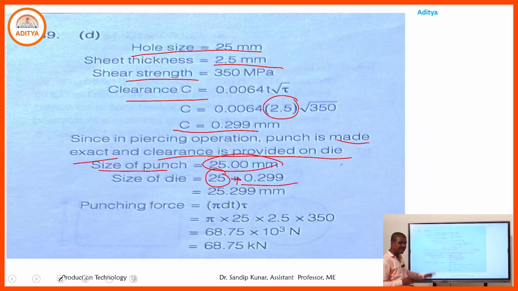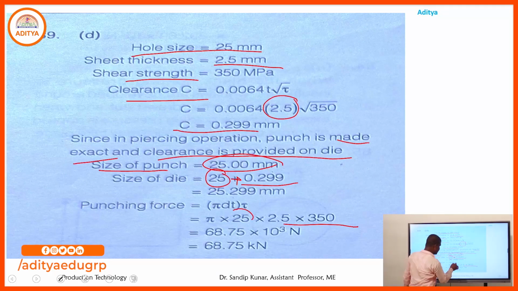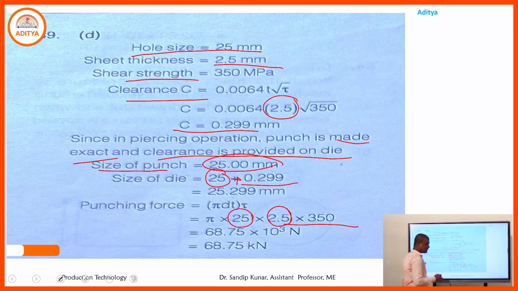And what will be the punching force? Punching force equals shear strength into area. Shear strength is already given, that is 350 megapascal, and area is pi d t, where d is also given, that is the 25 hole size, and t is 2.5 millimeter, also given. By that calculation we have got 68.75 kilonewton punching force.